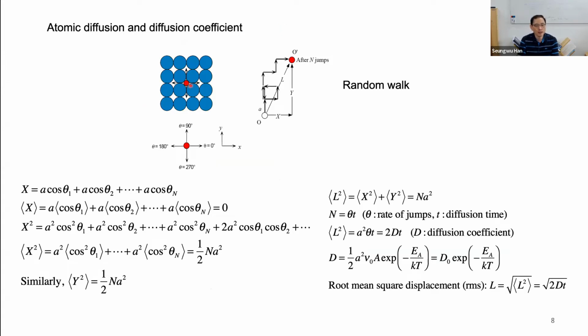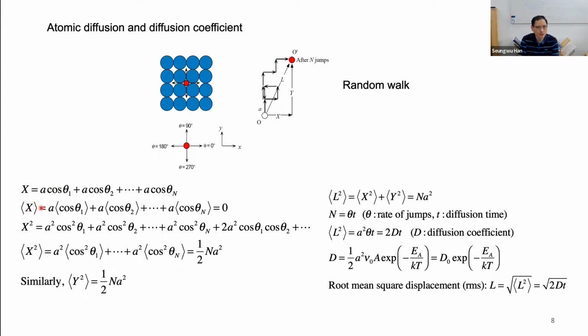So this is the basic random walk problem, and it makes the jumps randomly. In this simple 2D example, there are 4 directions you can jump: 0, 90, 180, and 270 degrees. If we trace the x coordinate, theta 1 is the angle it makes at the first jump, theta 2 is the second jump, and so on. So the x position is the sum of a times cosine of the thetas.